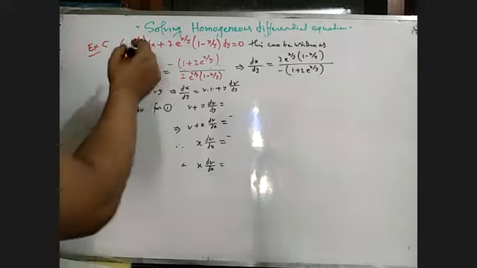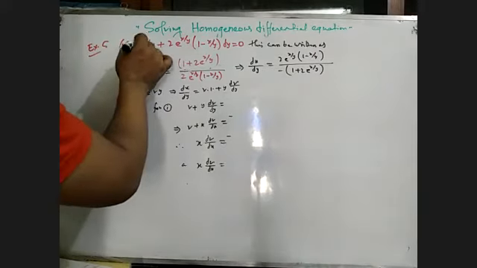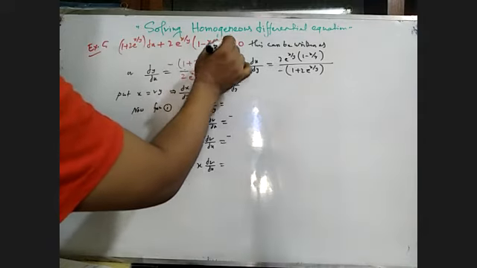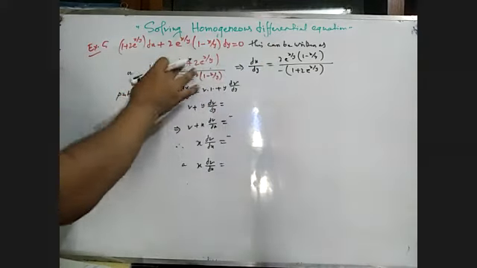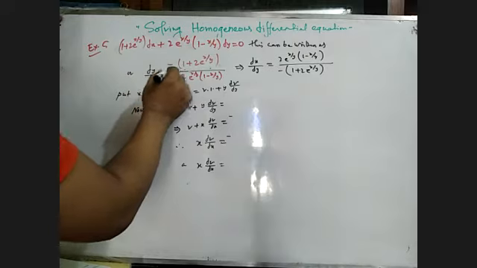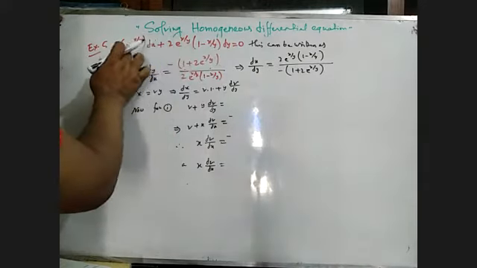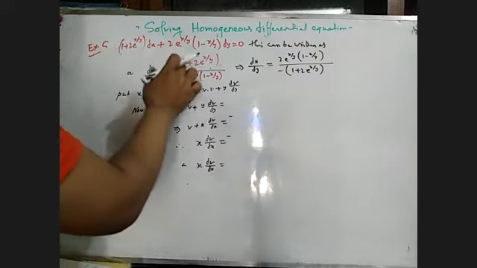So (1 plus 2 e to the power x by y) dx plus 2 e to the power x by y (1 minus x by y) dy. This can be written like this, as a homogeneous form. dy/dx equals, just dividing by this on both sides, and we get the numerator this.